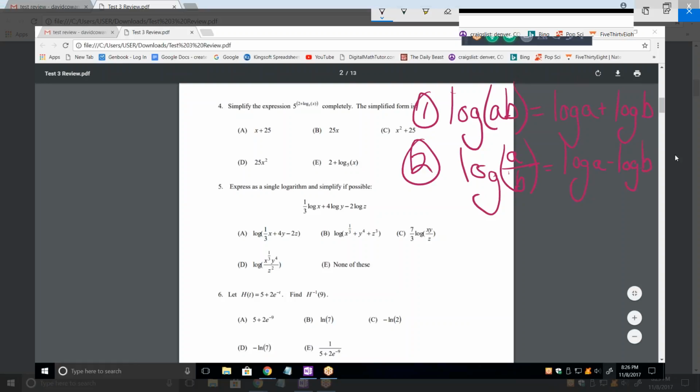And finally, rule number 3, which is kind of the hardest one. If I have the log of A to the B power, what does that equal to? No, this is where you take the exponent and you put it down in front of the log so that it goes on the algebra line. It's no longer an exponent. It becomes B log A.